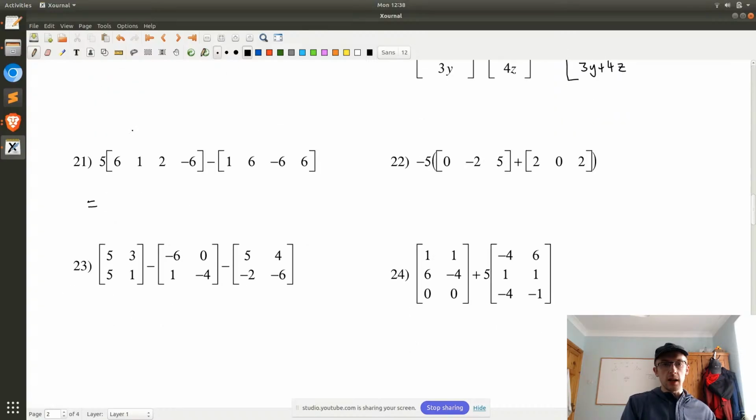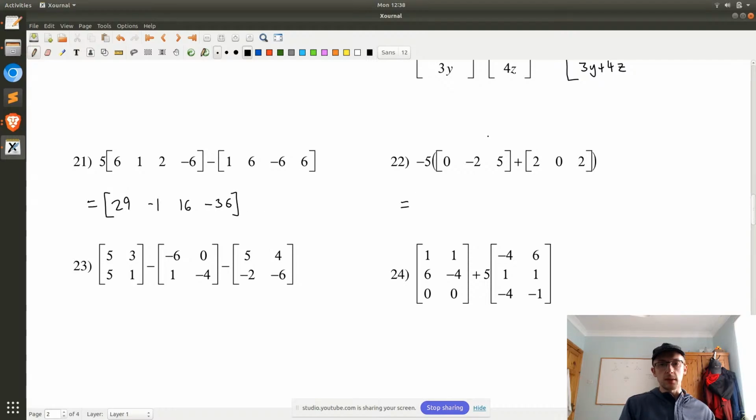Here we have to scalar multiply and then subtract this matrix over here. So I'm going to do that all in one go. So 5 times 6 is 30, and 30 take 1 is 29. Great. 5 times 1 is 5. Take 6 is negative 1. 5 times 2 is 10. 10 minus minus 6 is 10 plus 6, which is 16. 5 times negative 6 is negative 30. Negative 30 take 6 is negative 36.